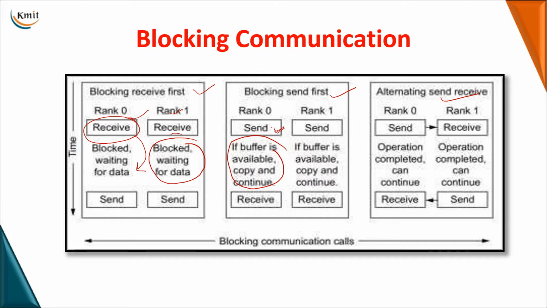Otherwise, if the buffer is not available to send the data, it will just wait for the buffer to become empty. And you can even have an alternate send and receive, where first the process will send the data and it waits till the data is received by the receiver. So until it gets an acknowledgement, the sender will be in a blocked state. Similarly, if the receiver wants to receive the data, it will just wait for the sender to send the data.